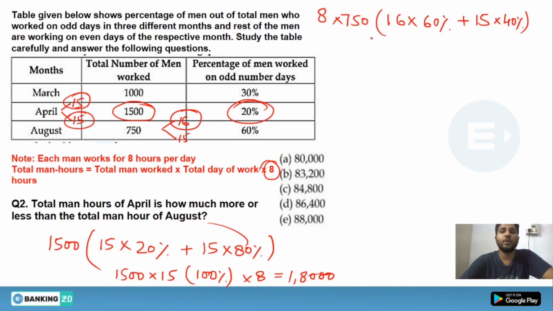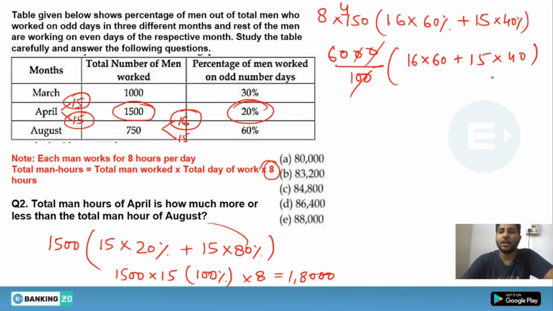So you will multiply 75 with 8. So 8 5s are 40, 8 7s are 56, that means 6,000. 6,000, if you take the percentage out, that means 100 out, you will know that 16 into 60 plus 15 into 40. So you will take out another 20.